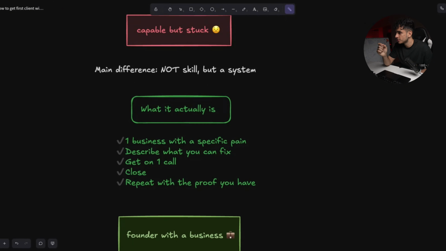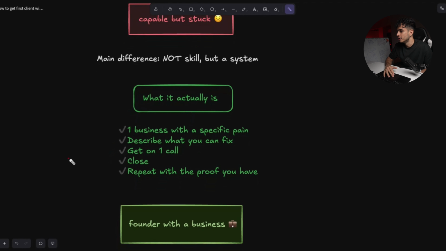See, the main difference is not skill, but the system, right? You don't need more skills, you just need a system. What it actually looks like: you find one business with a specific pain, you describe what you can fix, you get on a one-on-one call, a sales call is what you would call it, you close them, and you repeat with the proof you have.